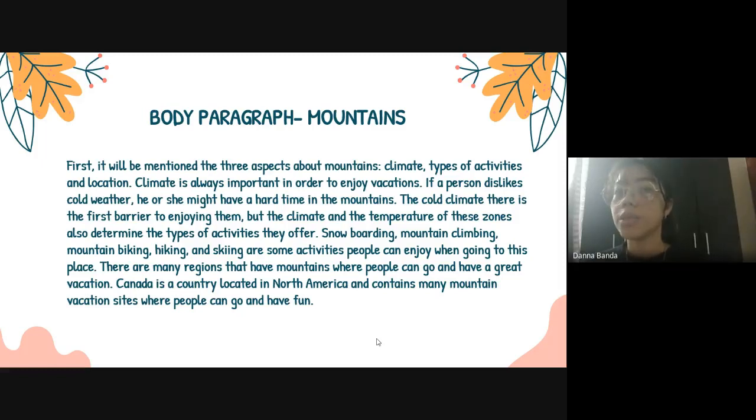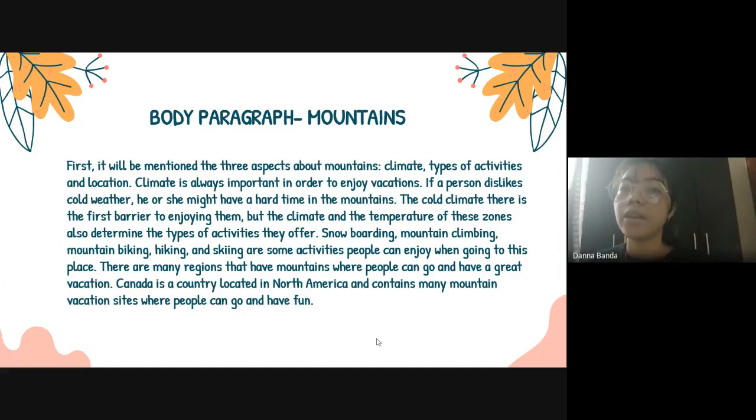Climate is always important in order to enjoy vacations. If a person dislikes cold weather, he or she might have a hard time in the mountains. The cold climate there is a fair barrier to enjoying them. The climate and the temperature of these zones also determine the type of activities they offer: snowboarding, mountain climbing, mountain biking, hiking, and skiing are some activities people can enjoy when going to this place.